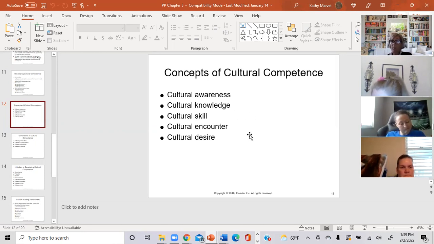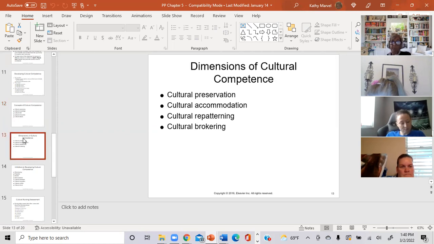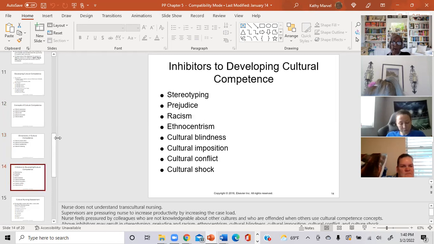Have we taken the time to become aware? Have we taken the time to become knowledgeable? Have we taken the time to learn a skill that's part of their culture? And then the dimensions of cultural competence: preservation, accommodation, repatterning, brokering. I'll show you where that is in the book.